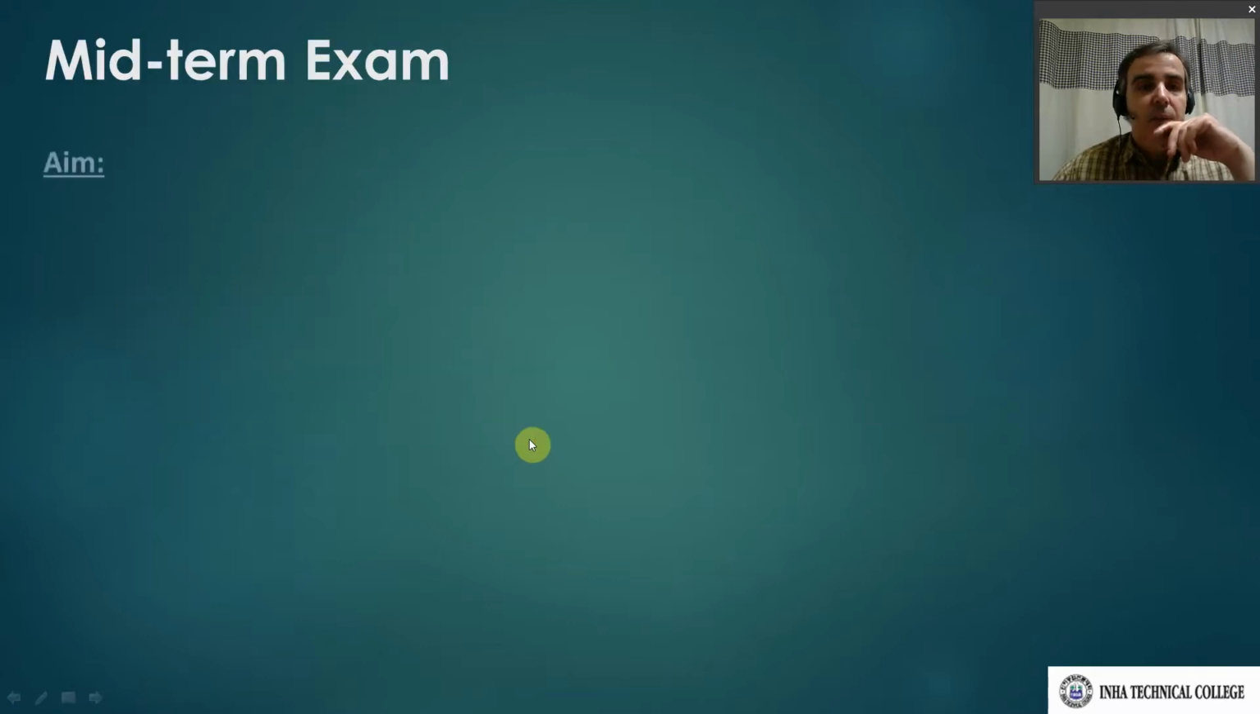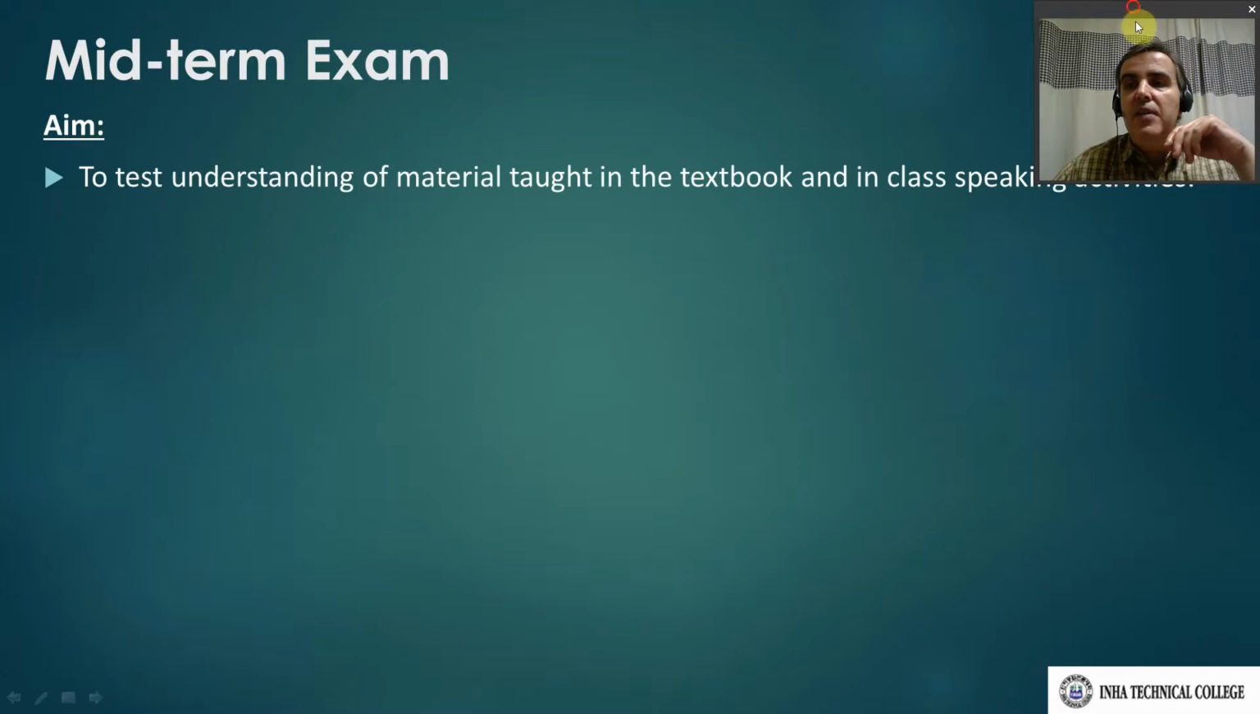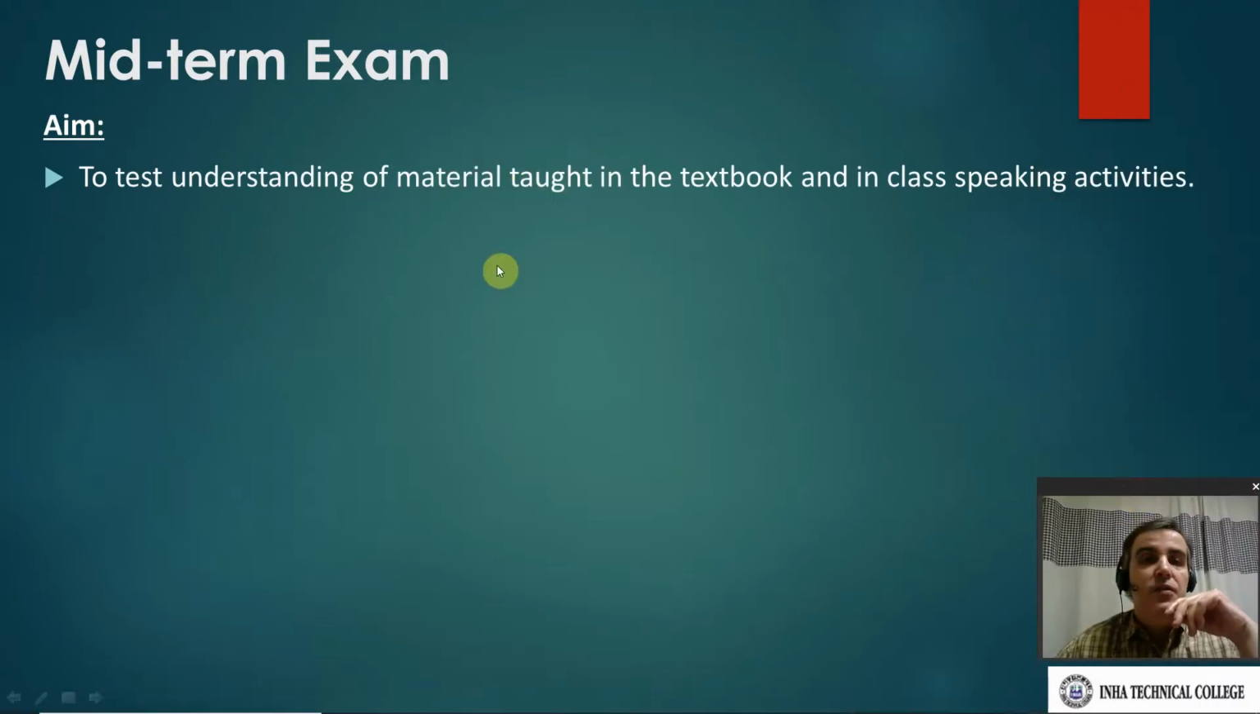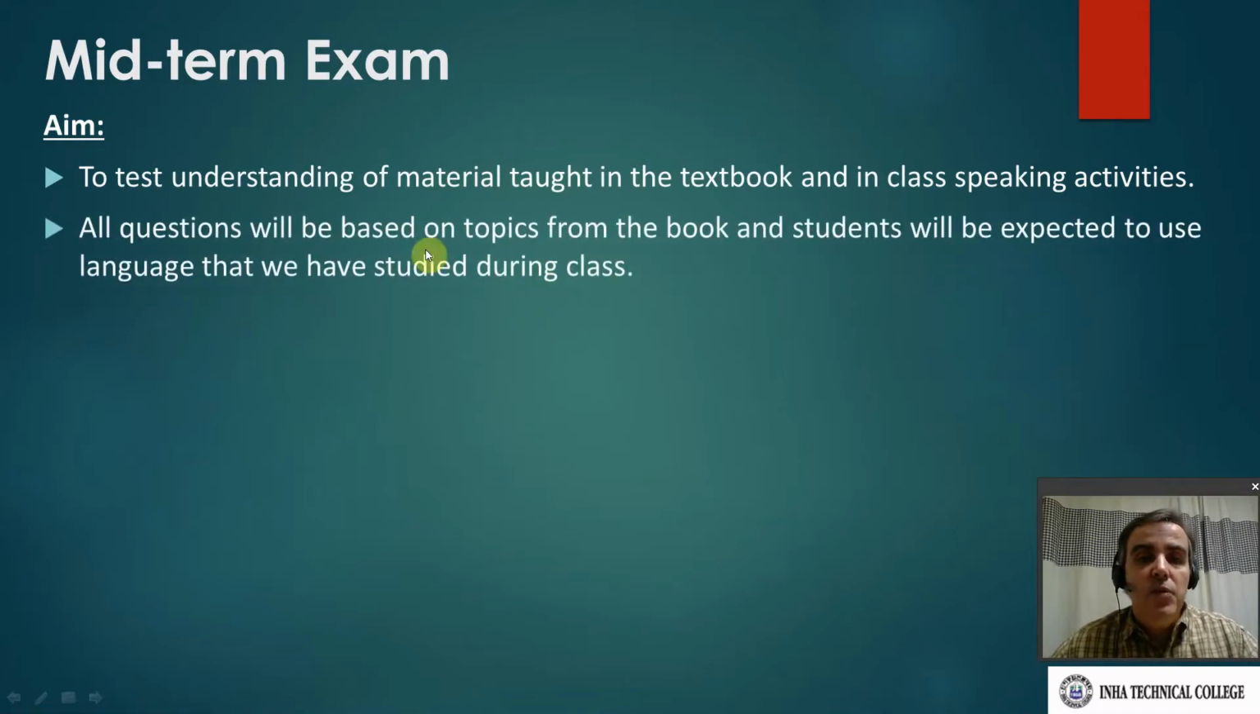So, the aim of the midterm exam is for me to test your understanding of the material taught in the textbook and in class speaking activities, writing activities, so on. So all questions will be based on topics from the book, and students will be expected to use language we have studied during class. Every week I keep telling you about how important it is to use formal English. That's going to be really important in the exam. Also, we'll be using some of the grammar that we studied as well. It's important we use this.